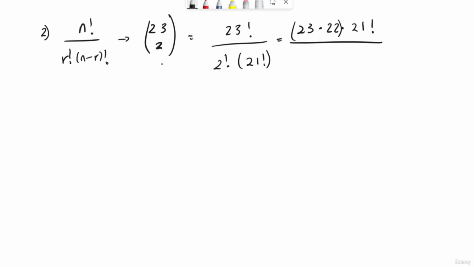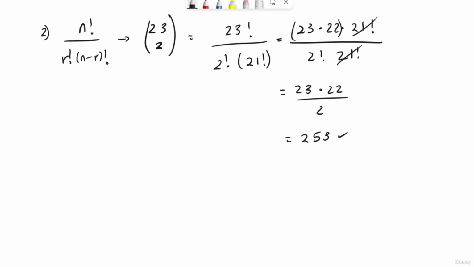And we know that down here, we still have 2 factorial and we still have 21 factorial. Well, these cancel out just because of algebra. And then we have 23 times 22 over 2 factorial, which is just 2 times 1, which is 2. And then this is how we get our 23 times 22 divided by 2. And we do this, and we're going to get 253 possible pairs.